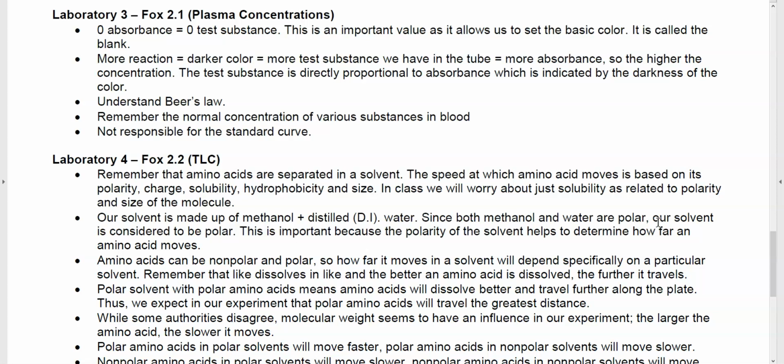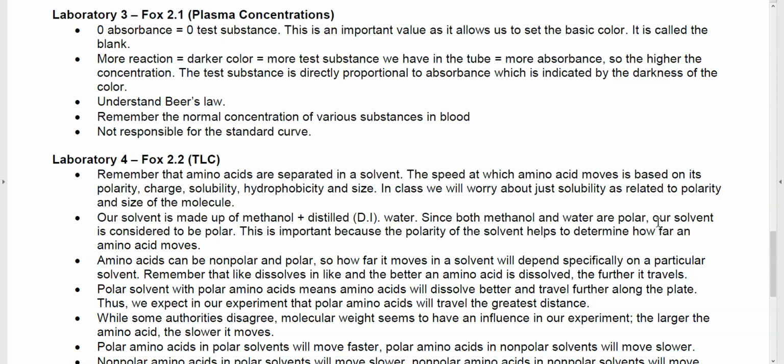There's no test substance in it. There's no glucose, there's no protein, there's no cholesterol. So you're starting out with this base color, and you're telling the spectrophotometer, or sometimes known as a colorimeter, that this is the starting color, and anything darker than this represents absorbance. Okay, so that sets the base. Because it's got nothing in it, you call it the blank, right?